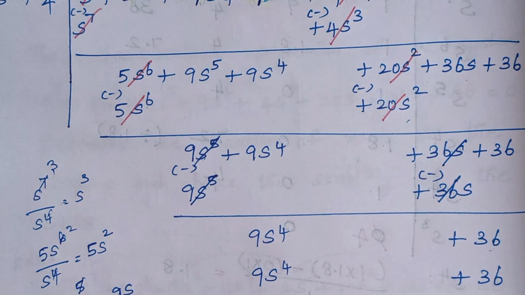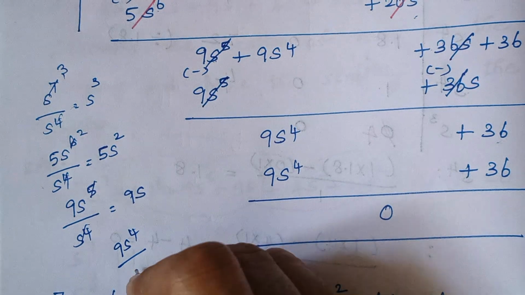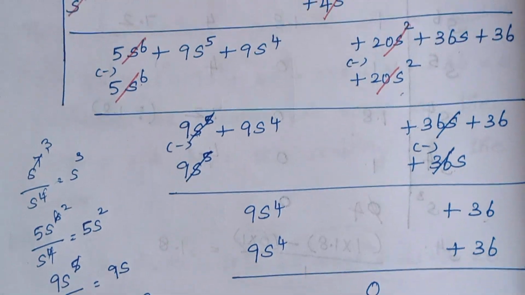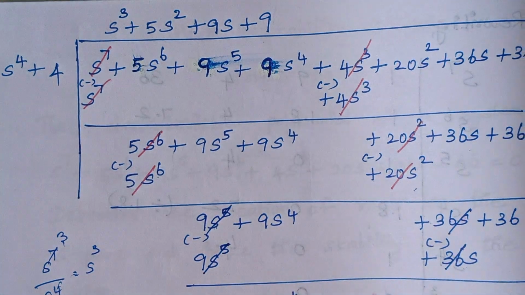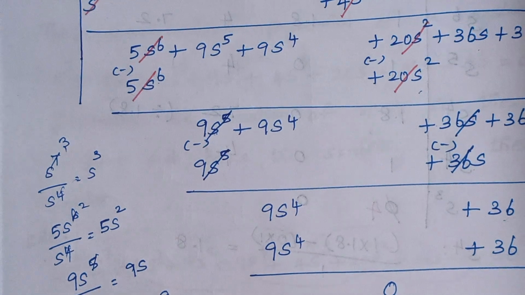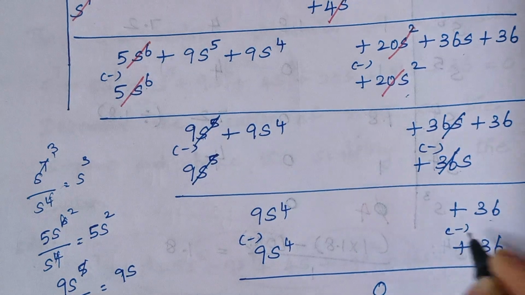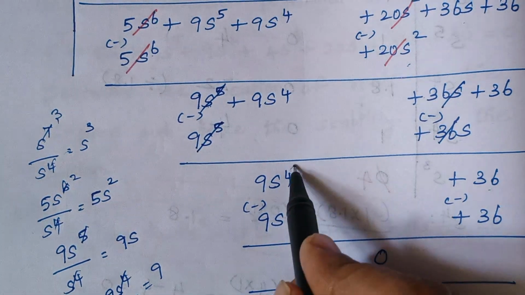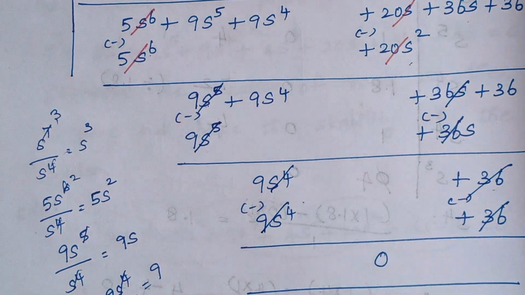Now here again I am going to divide that one. So when you divide, you see 9s to the power 4 divided by s to the power 4. The answer will be 9 here. So here I had written 9. So 9 into s to the power 4, 9s to the power 4, and again 9 fours are 36. So just write down the values. So after writing the values, again you have to subtract. So when you subtract, we are getting the answer as 0, right? Because these two cancel each other, and again these two cancels each other, right?